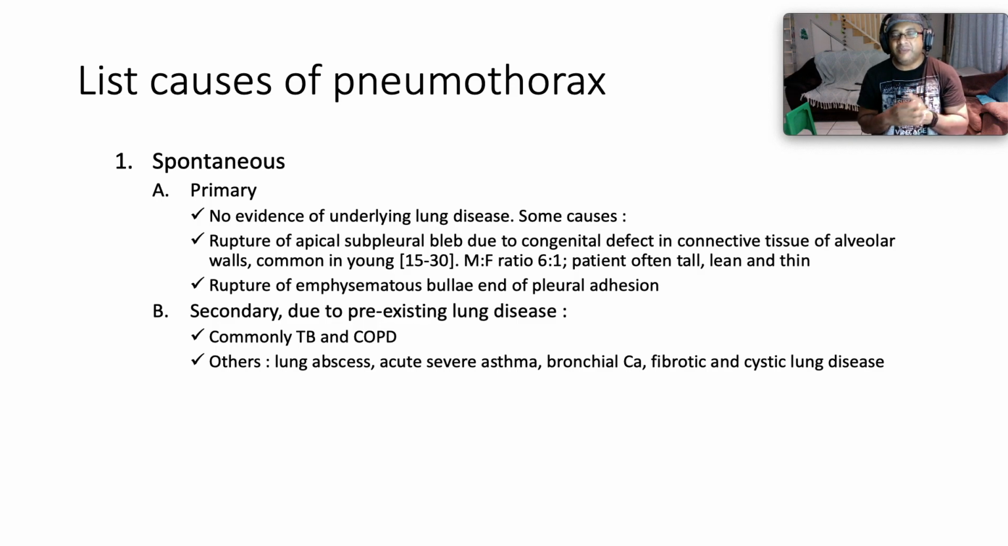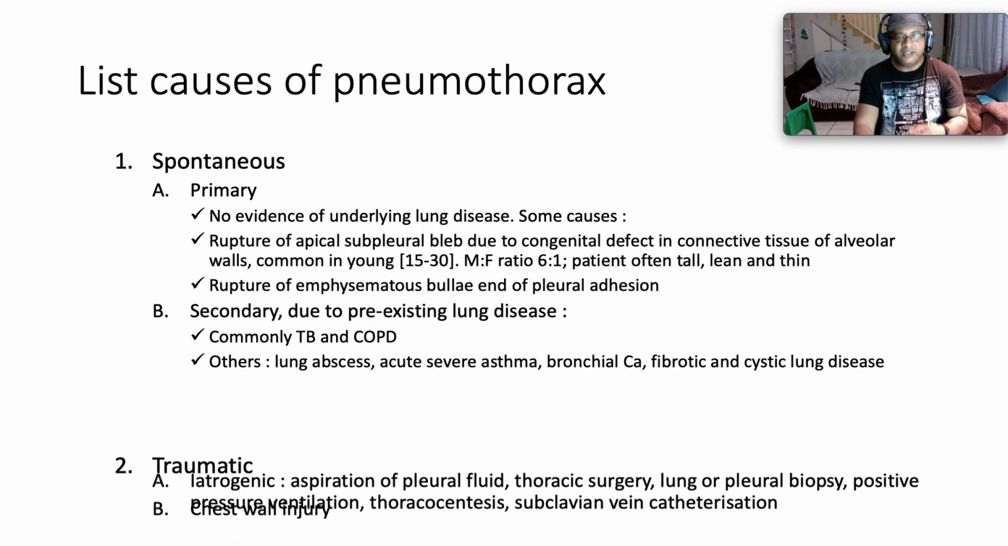The typical phenotype is tall, lean, and thin. Other causes of primary spontaneous pneumothorax are rupture of emphysematous bullae or of a pleural adhesion. Secondary causes are due to pre-existing lung disease, so this patient's lungs already have some pathological issue. Common in the setting of TB and chronic lung disease, chronic obstructive pulmonary disease. Other causes can be lung abscess, acute severe asthma, bronchial carcinoma, fibrotic and cystic lung disease.